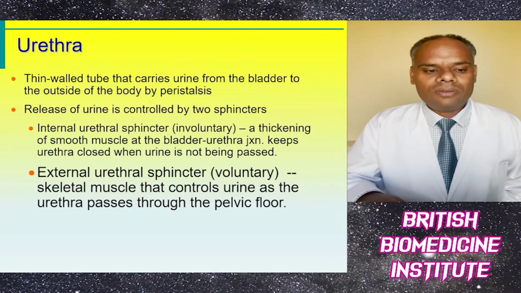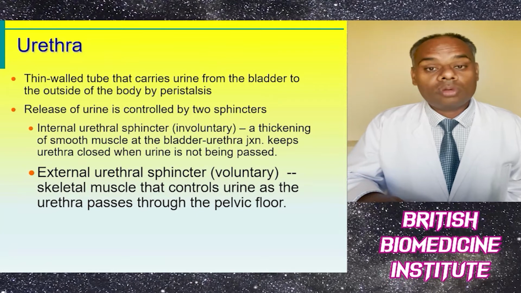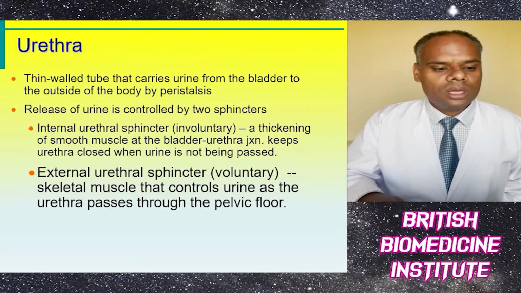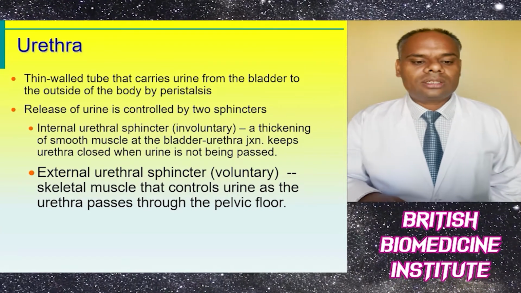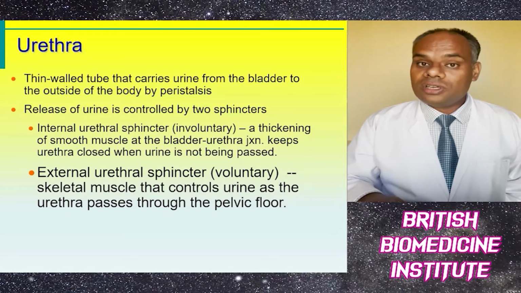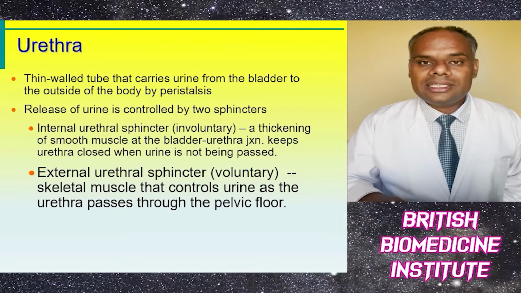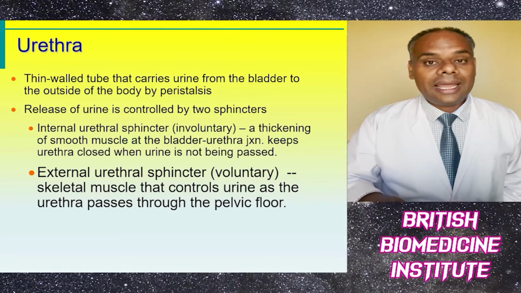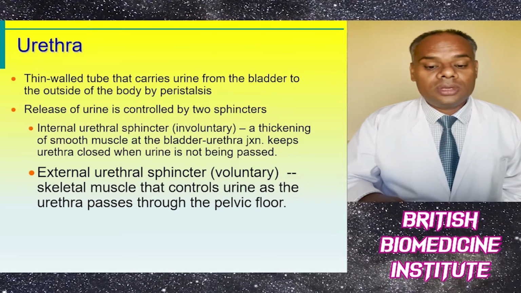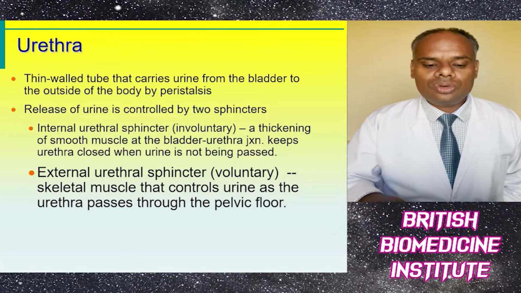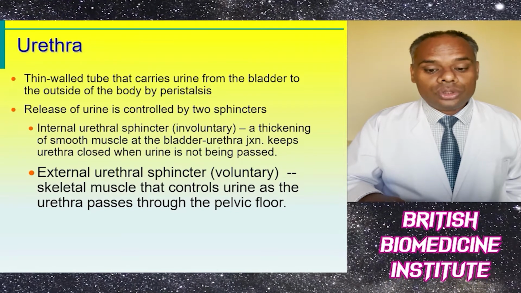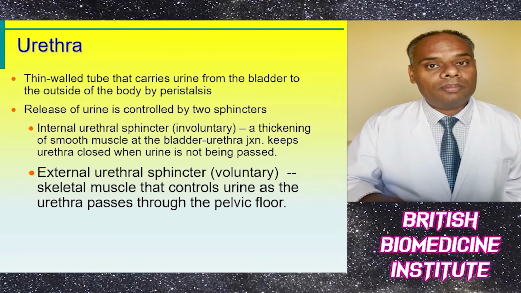Urethra. It is a thin-walled tube that carries urine from the bladder to the outside of the body by peristalsis. The release of urine is controlled by two sphincters. The internal urethral sphincter is basically involuntary. It is a thickening of smooth muscle at the bladder-urethra junction. It keeps the urethra closed when urine is not being passed. The external urethral sphincter is voluntary, made of skeletal muscle that controls urine as the urethra passes through the pelvic floor.